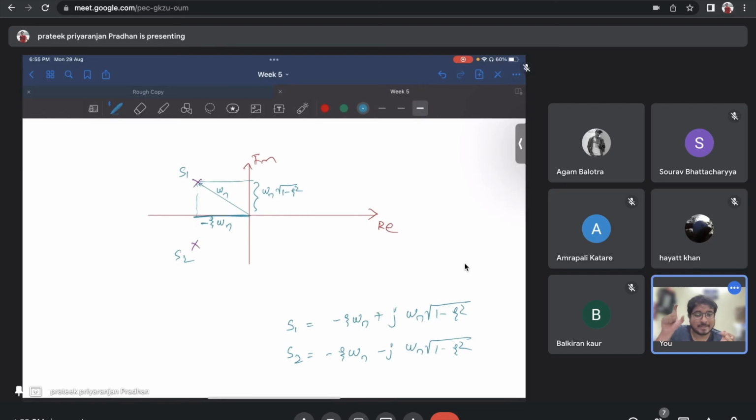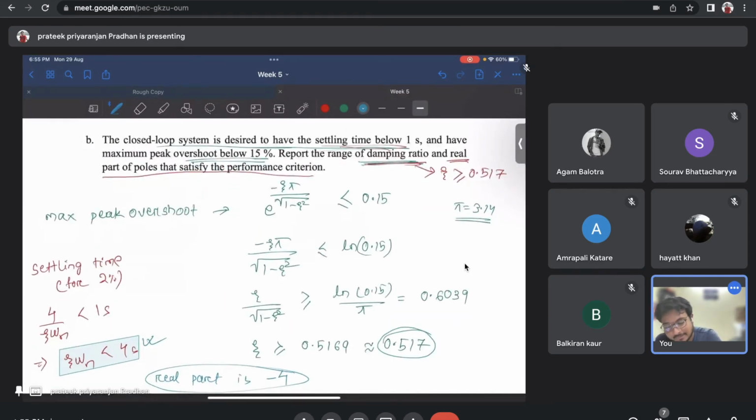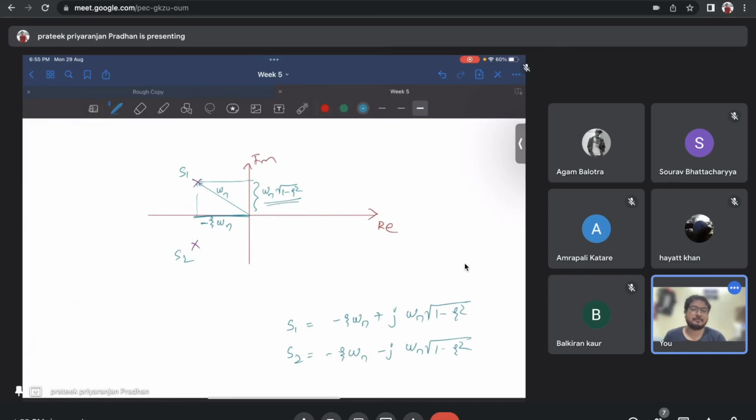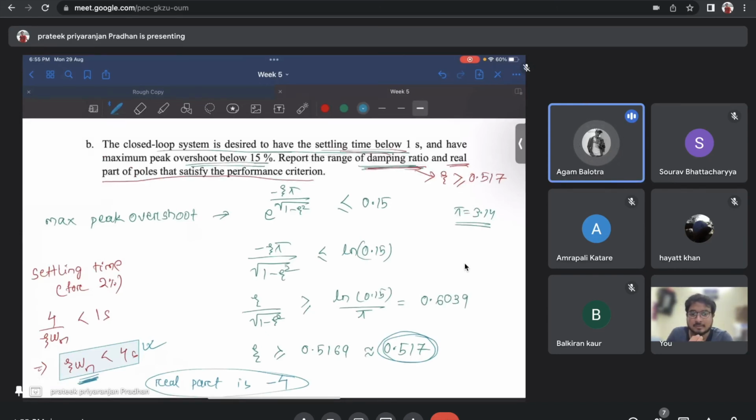If the question had asked for the imaginary part, then you have this zeta, you can calculate omega n from here, and then you calculate the imaginary part. Now it's clear? Okay. It depends: if it's on the left hand side of the plane, then it will be negative zeta omega n. If it's on the right hand side of the plane, then it's plus zeta omega n.